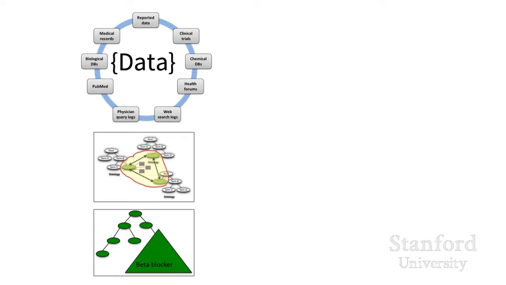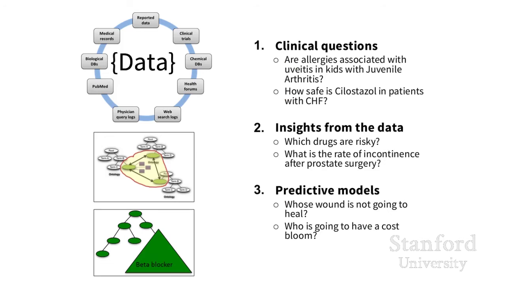So using data and these two tricks, we do a bunch of different things. We ask and answer clinical questions, and I have two examples up there. One of them is about trying to figure out are allergies associated with uveitis in kids with juvenile arthritis, and we'll go deep into that. The second big bucket is generating insights of the form, here's some data, tell me something new, tell me something I don't know. And then the last bucket, which we'll not get into today, is about predictive modeling.